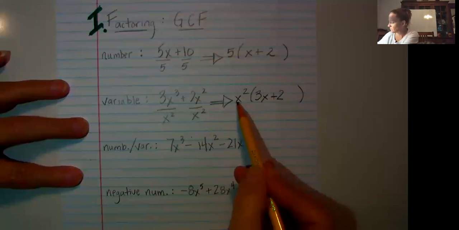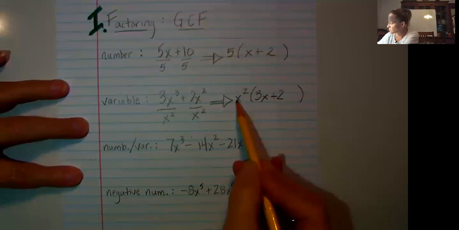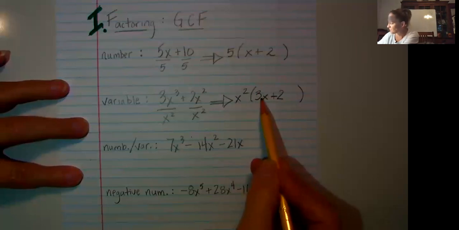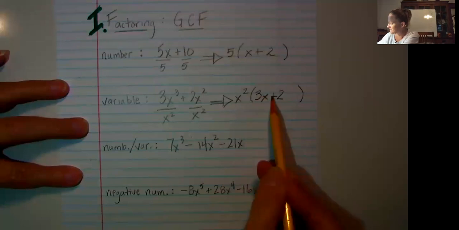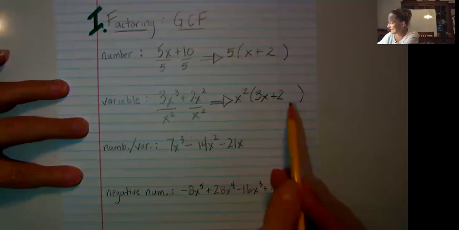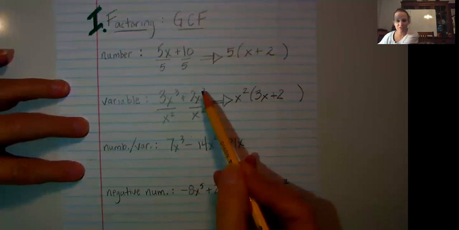And again, we could do a quick little mental check here to make sure we didn't do anything wrong. If I take x squared times 3x, that will give me 3x to the 3rd, which is what we had over here. If I take x squared times a positive 2, that'll give me a positive 2x squared, which is what we had here. So that's a quick little check.